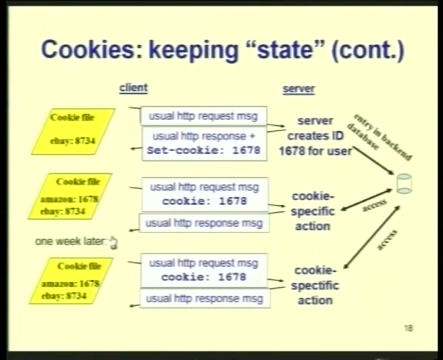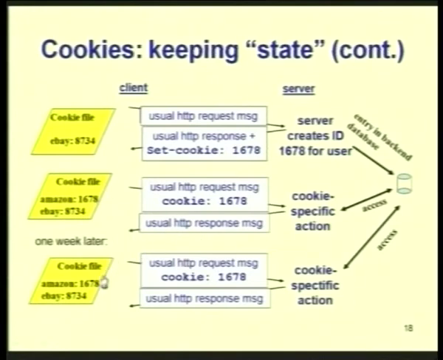Now, one week later, let us say this client sends a new request to the server. HTTP will send the usual HTTP request message, plus the identification of who this particular user is. It will say cookie:1678. It identifies that this request is coming from cookie 1678, which is an identification of this particular user. So now the server can take a cookie specific action and send an HTTP response message accordingly.